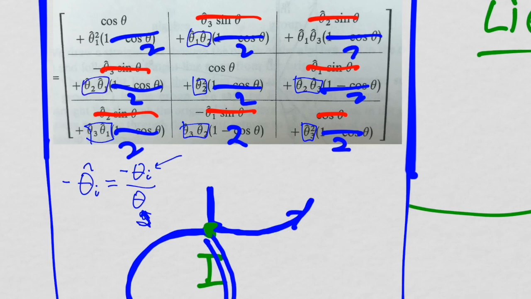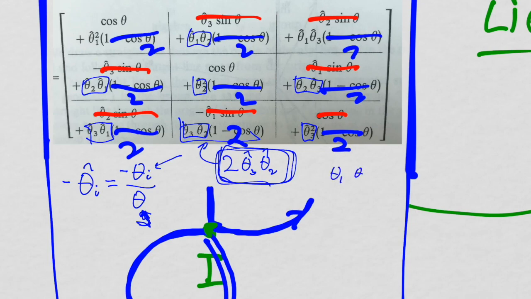So what you end up with is a non-diagonal matrix, right? Because this term here, for example, is 2 theta 3 hat theta 2 hat. So this term here, which is off diagonal, has a value. But its value is the same for theta 1, theta 2, theta 3, and minus theta 1, theta 2, and theta 3, right?